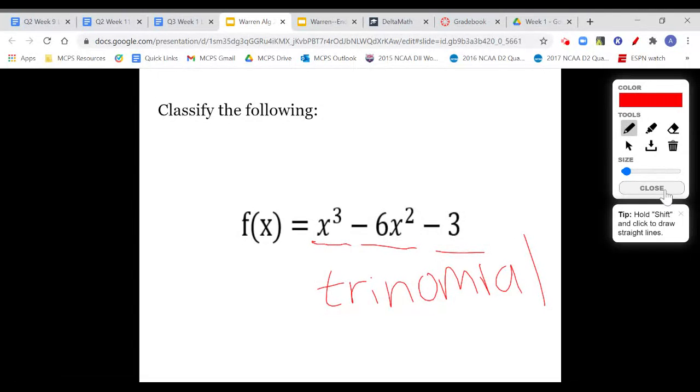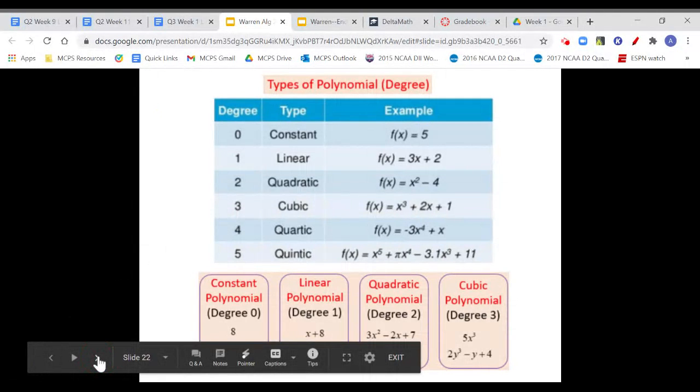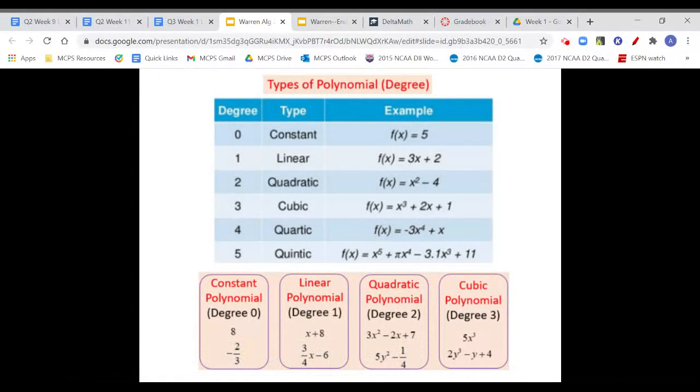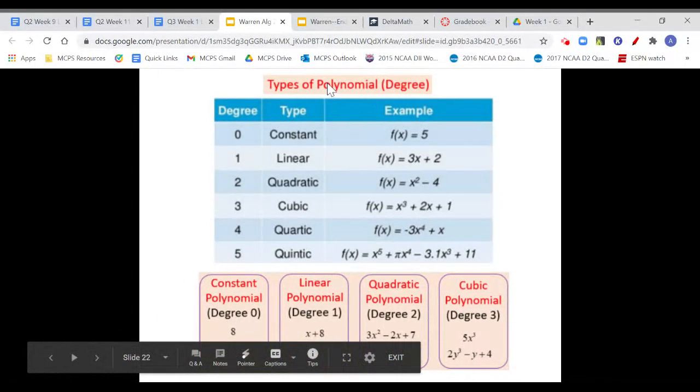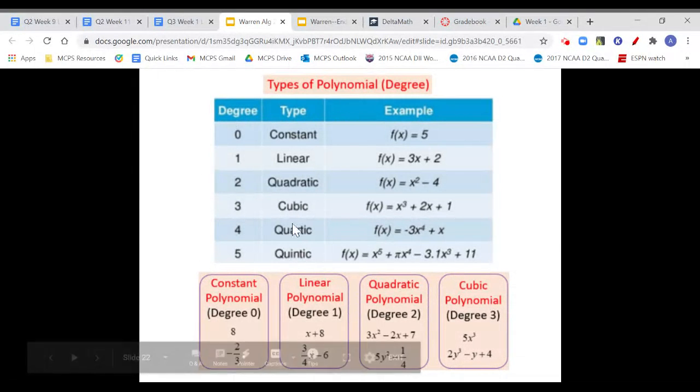Okay. Last thing we're learning in this video, I know it's getting kind of long, but we're talking about types of polynomial based on degree. So again, the degree is the largest exponent. And so you've heard some of these words before, I'm sure. Constant, linear, quadratic, cubic should be familiar. Then we have quartic and quintic.